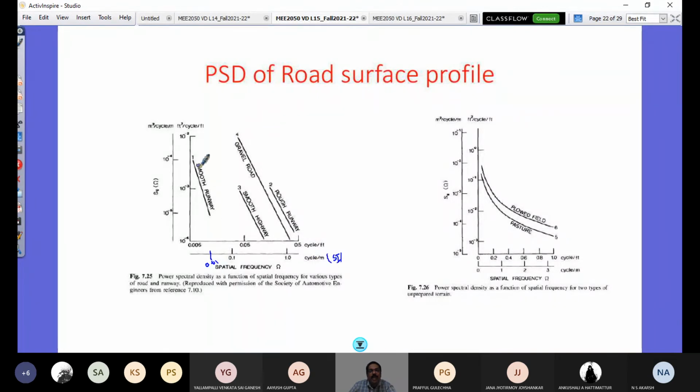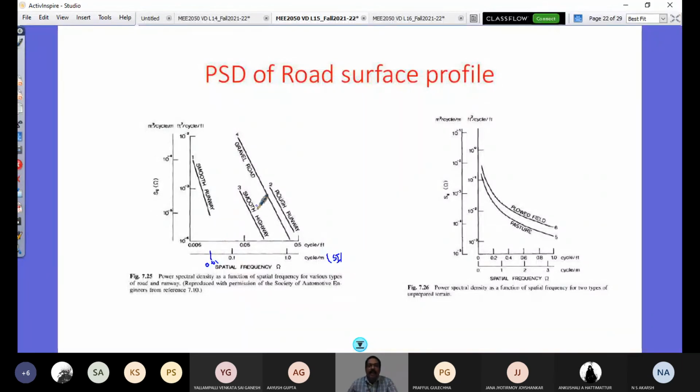So for this range, you have a smooth runway, and this slope defines your power spectral density function. So these are obtained through experimentation, right? So this is the definition of your smooth runway. If I have this variation as it is, I can have my road input.